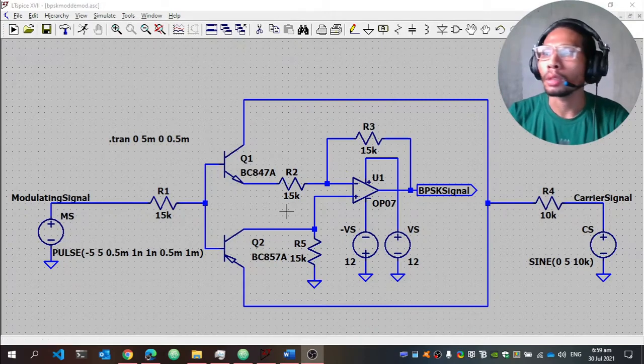So this is the modulator circuit for the BPSK signal. This is the carrier signal and this is the modulating signal. This is the output, the BPSK signal. To simulate, we need to click the run button.